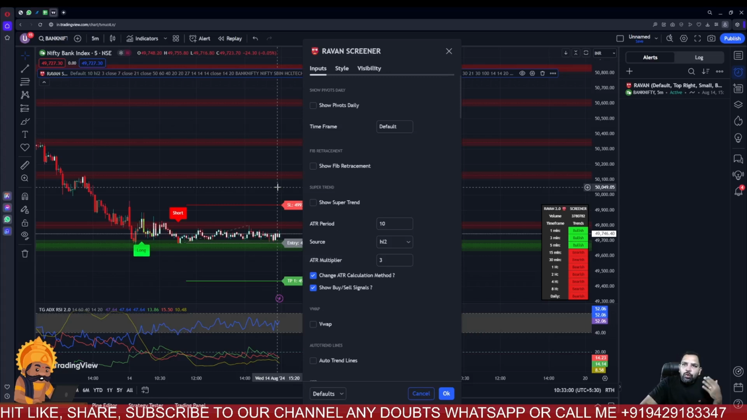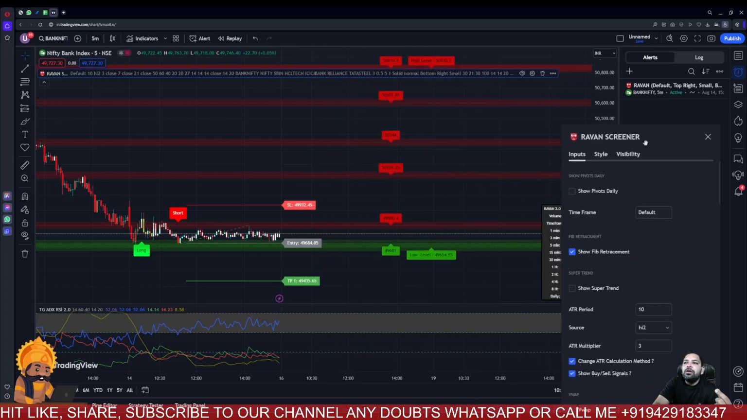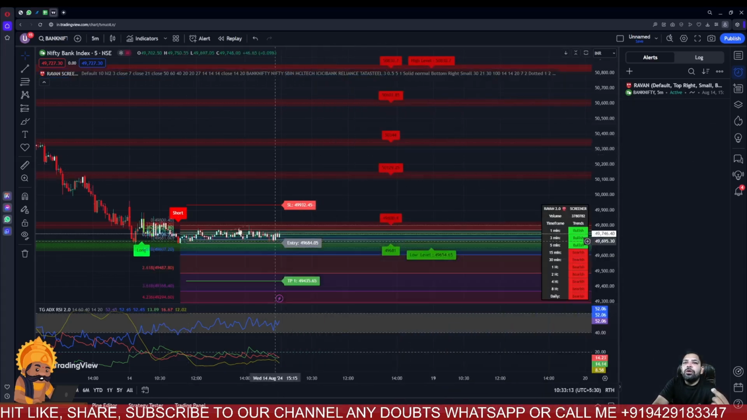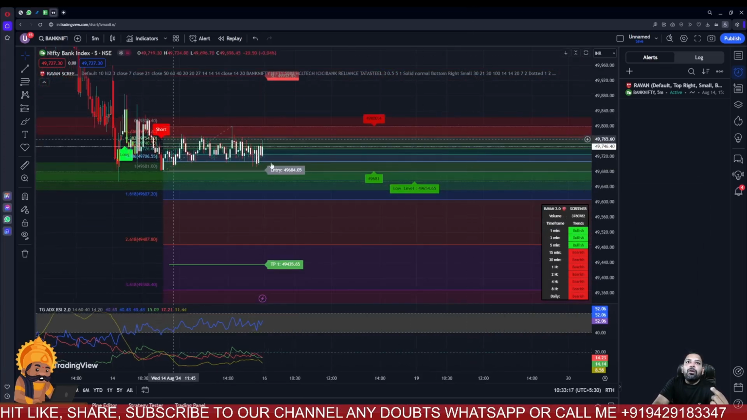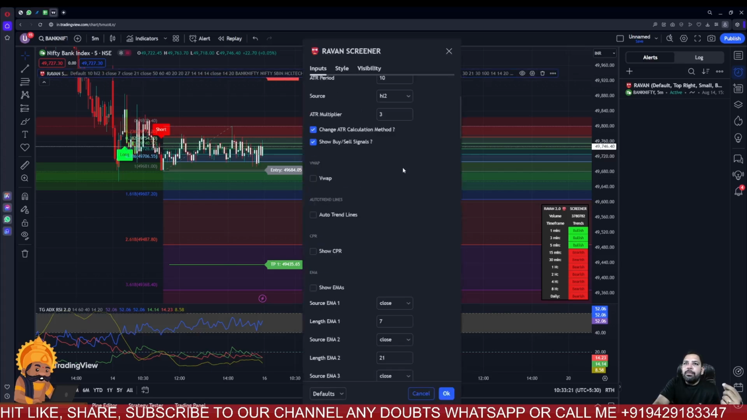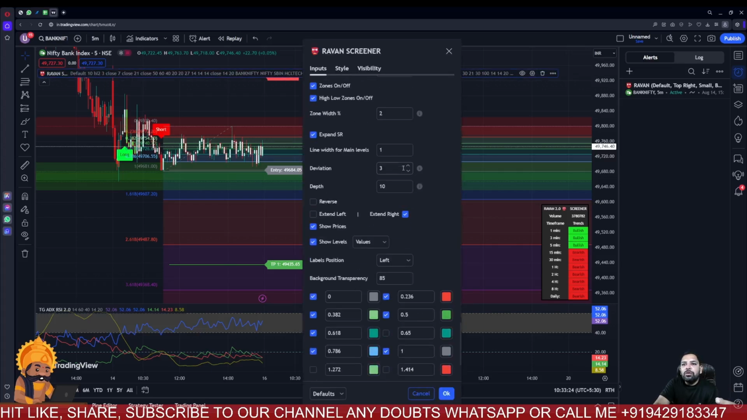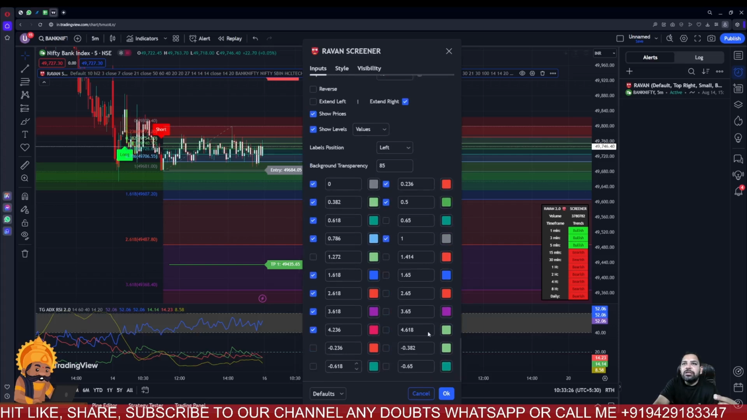The next feature is for those who want to work with Fibonacci retracement levels to check where the price will bounce back. You just have to activate the show Fibonacci retracement option. You will find the Fibonacci levels plotted on the chart. You can see here all the Fibonacci levels are plotted on the chart. You can customize it as well by going downwards. Once you go down in this indicator, these are the Fibonacci settings.